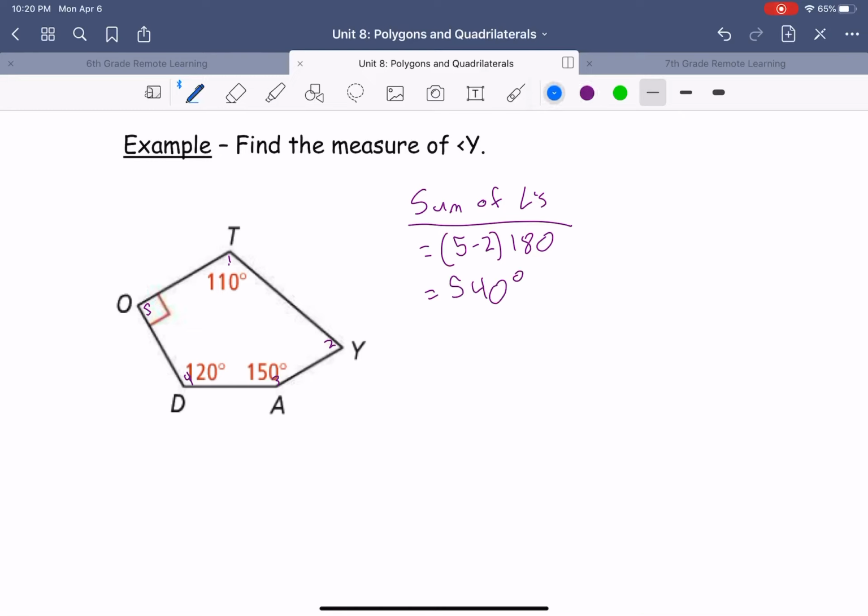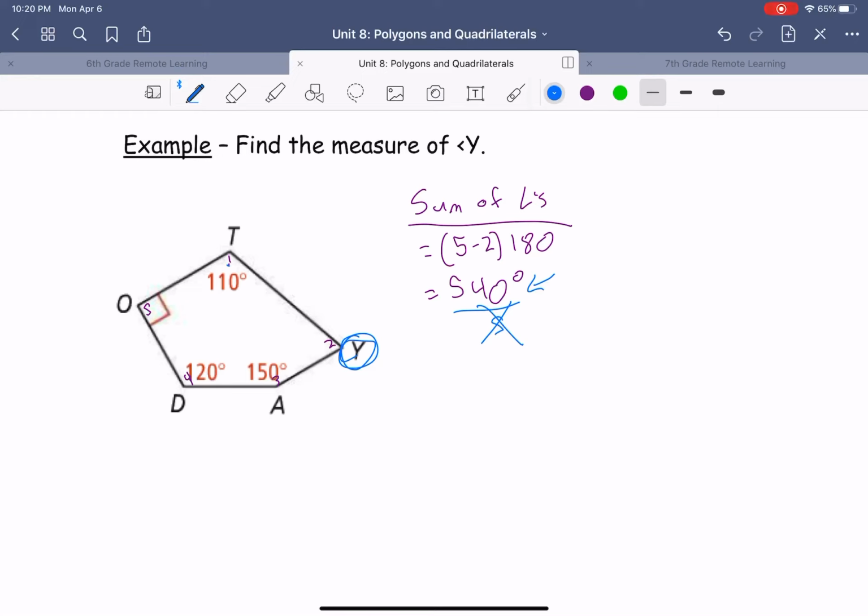And so now we want to figure out what y is, what the measure of angle y is. And we know all the rest of them, which is helpful because this is not a regular polygon. Since it is not regular, we cannot just divide by 5. That will not work because they're not all congruent. So what we're going to do is the same thing we did with when we were dealing with triangles earlier in the year. We're going to add all of them together and set them equal to our sum, which is 540.